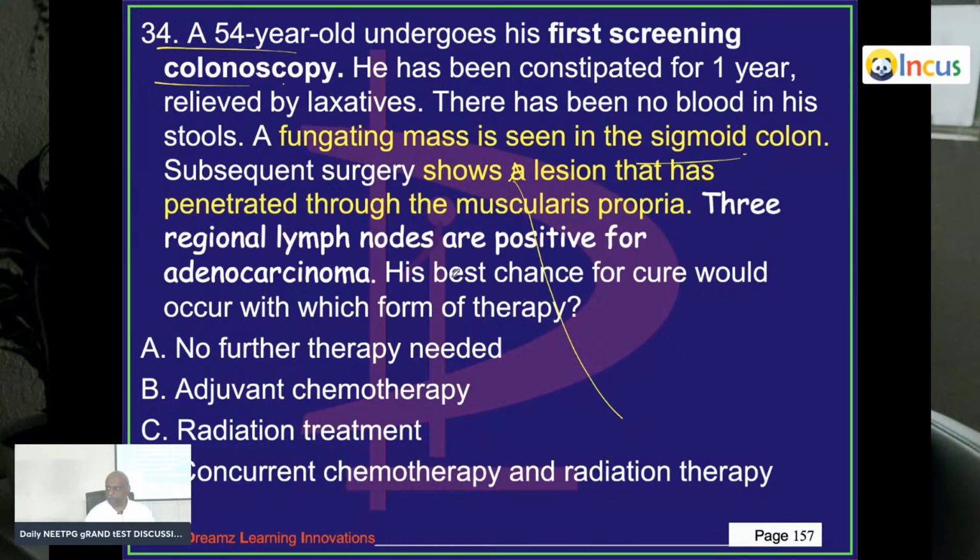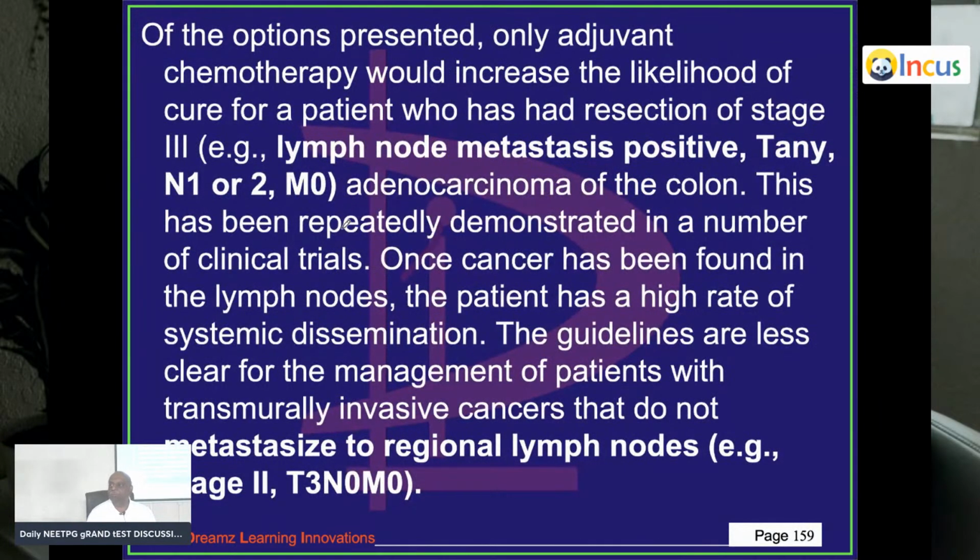A 54-year-old, first screening colonoscopy. A fungating mass is seen in the sigmoid. It shows the lesion has penetrated the muscularis propria. 3 regional lymph nodes are positive for adenocarcinoma. What is the chance for him to get cured? Which form of therapy? Adjuvant chemotherapy. Typically, whenever anybody has lymph node metastasis positive, any T, N1 or N2, M0 adenocarcinoma of the colon, they all require adjuvant chemotherapy. That is the take-home message. All right, doctor.